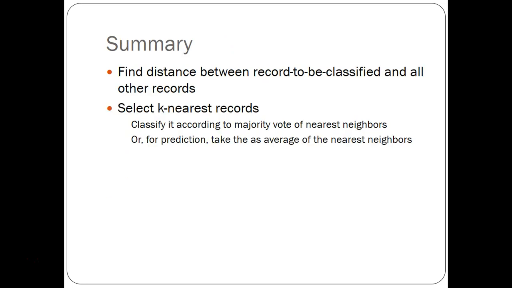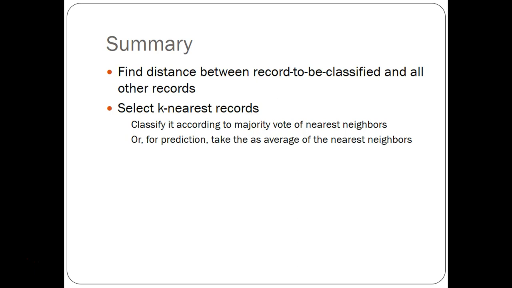All right, summary. Find the distance between the records to be classified and all other records. That's what we're doing with Euclidean distance, and that's what we're doing in kNN. Then we select the k nearest records, and we classify based on the majority, right? Typically, we will select odd numbers of records because then we will always have a majority.